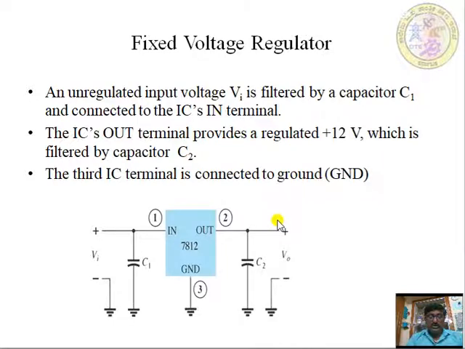The third pin is connected to ground, along with input and output. The input is connected with a capacitor filter, and the output is also connected with a capacitor filter, and the third pin is connected to the ground.